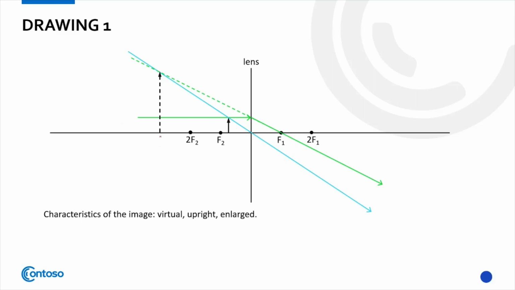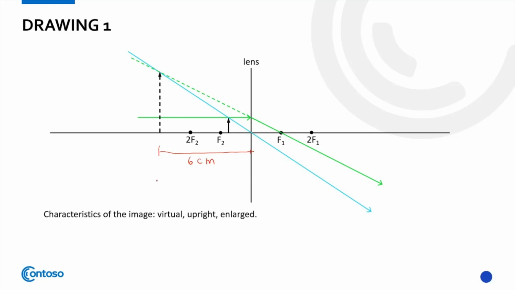Now measure the distance from the image to the lens. You measure this distance. If your drawing is correct, the distance should be equal to 6 cm.